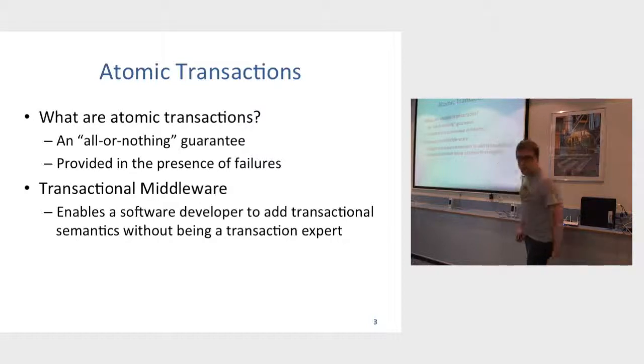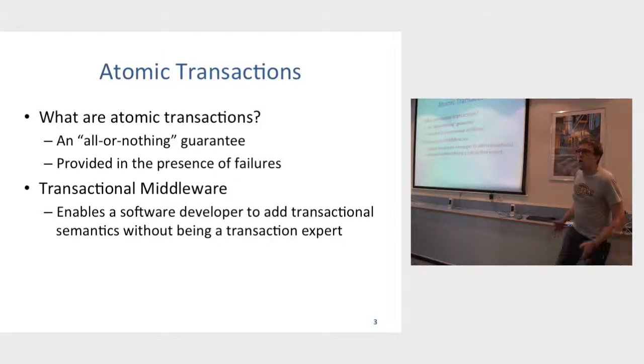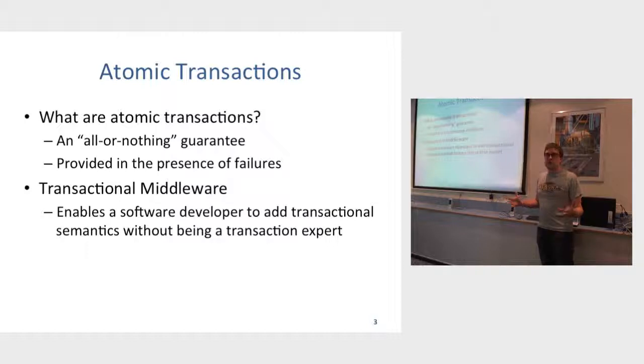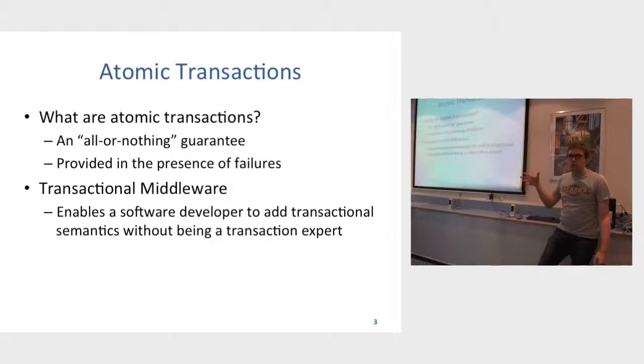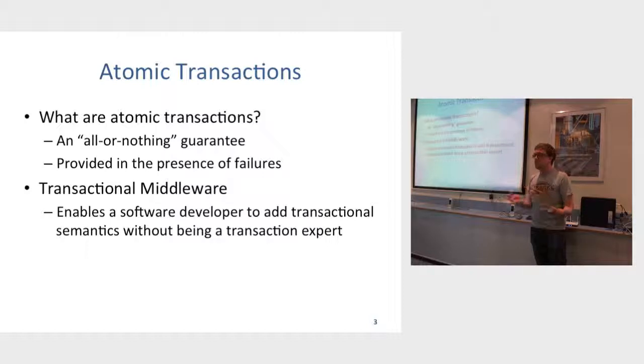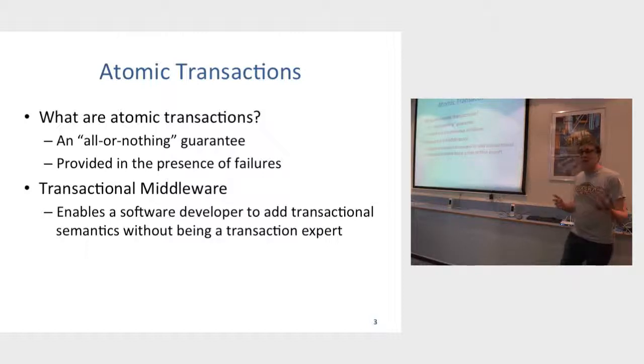So, firstly, what are atomic transactions? Essentially, they're a fault tolerance mechanism. They provide strong guarantees that any work undertaken within the context of the transaction will either all take place or none of it will. That is, if it doesn't take place, all the changes that have been made will be rolled back and won't be seen. These guarantees are provided in the presence of failures, so that could be network outages, server crashes, things of that nature.